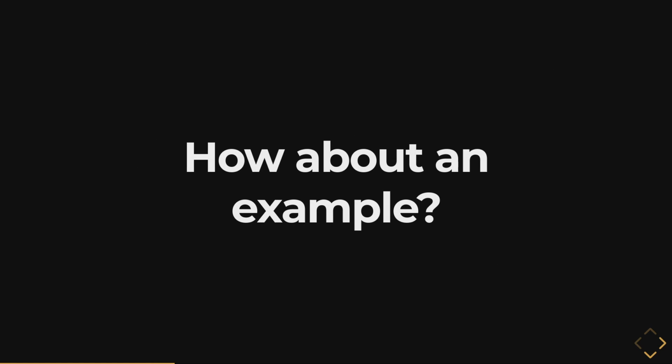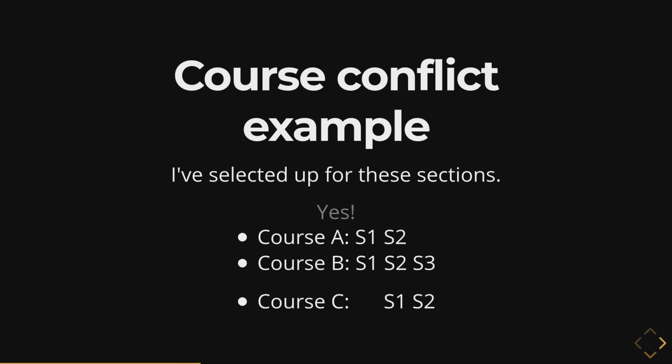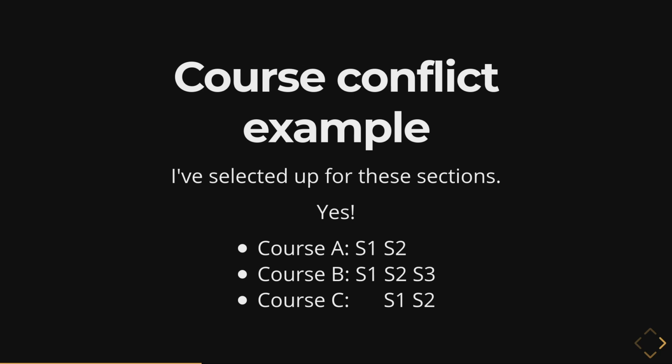So let's try an example. So in this graphic, if two sections are vertically aligned, that means that they occur at the same time. So for example, section 2 of course B occurs at the same time as section 1 of course C. So given these sections, I've already signed up for these listed sections of course A and B, can I select those sections of course C? And the answer is yes, because we are able to make schedules out of these sections. Here's one possible schedule, here's another possible schedule, and here is a third possible schedule.